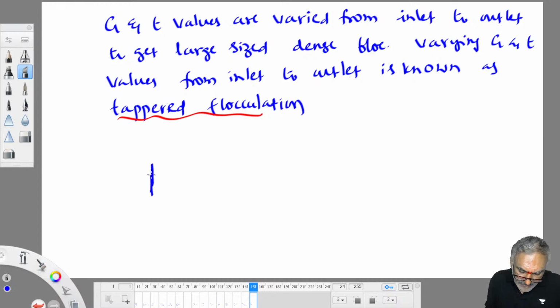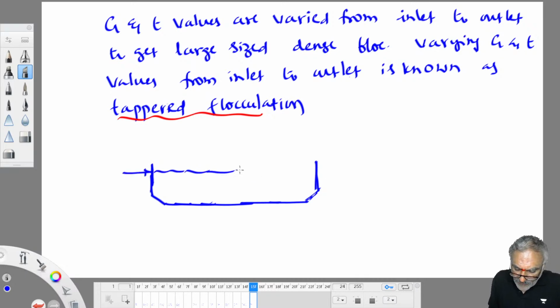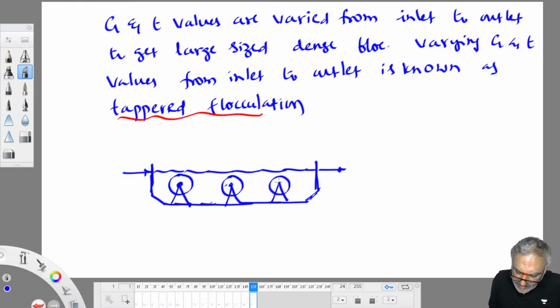So we divide this rectangular tank into 2 or 3 compartments. In first compartment, we provide G value very high, and as water flows from inlet to outlet, we see that G value keeps on changing. In first compartment, we provide G value very high. In second compartment, we slightly decrease G value. Third compartment still we decrease. Like this, 3 or 4 compartments we divide and we vary G and T values.